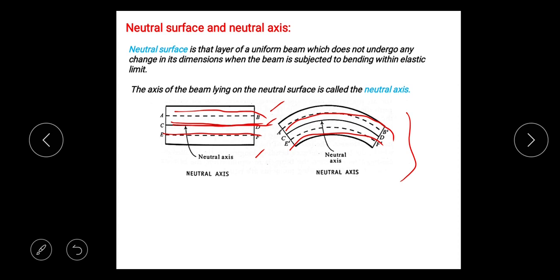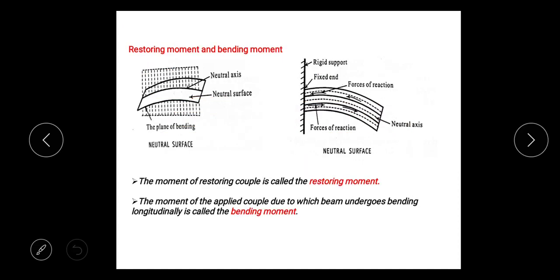Now we'll define that. Definitions are given here. Neutral surface is that layer of a uniform beam which does not undergo any change in its dimensions when the beam is subjected to bending within elastic limit. Then neutral axis. The axis of the beam lying on the neutral surface is called the neutral axis. Okay, neutral surface and neutral axis both are shown here. This is that neutral surface. In that, the neutral axis is also shown.